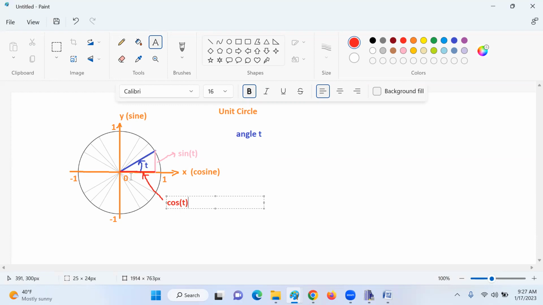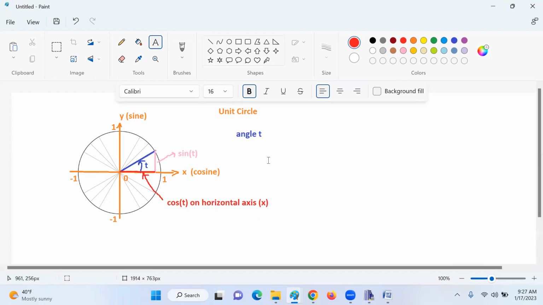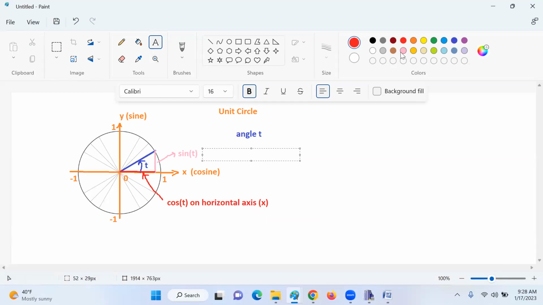So the cosine is gonna be on the x-axis, right? On the horizontal axis, x. Okay. The sine will be on the vertical axis, right? On the vertical axis, y. Okay. Are we good?